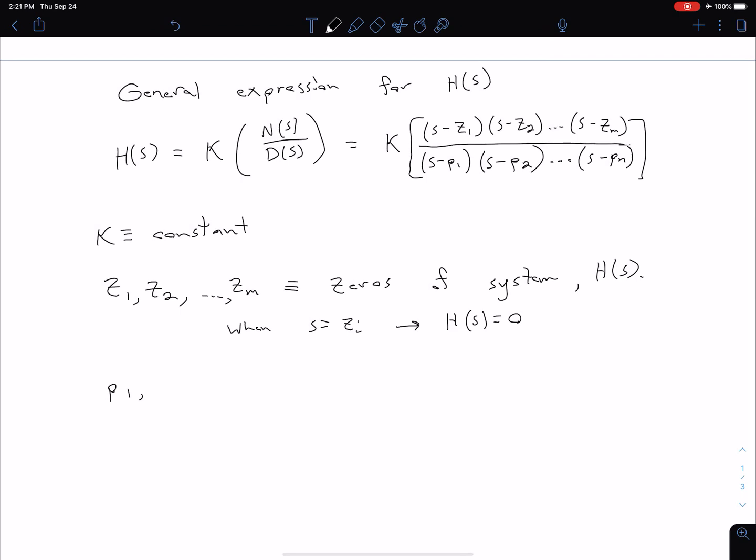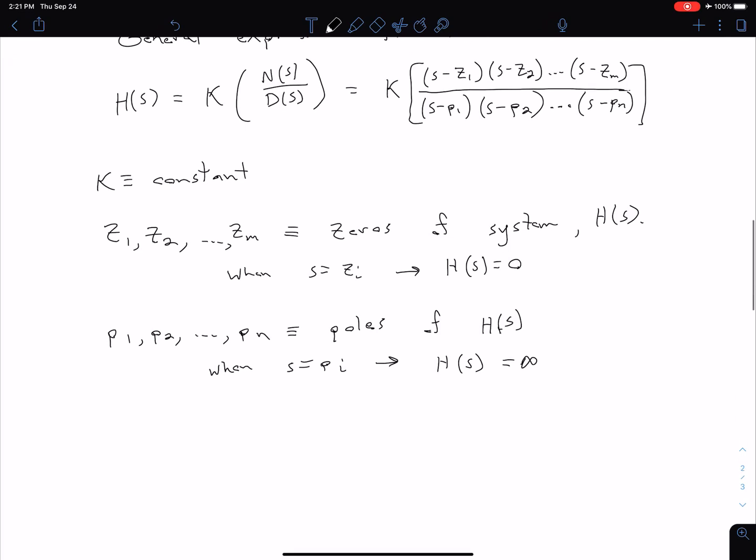Our p's, the p1, p2, up to however many p's we have, we call our poles of our system, or of h of s. And so our poles, so if we consider what happens when we have s equal to a pole value, so s equals p sub i, that makes our transfer function infinite. So we have a 0 in the denominator of our transfer function.